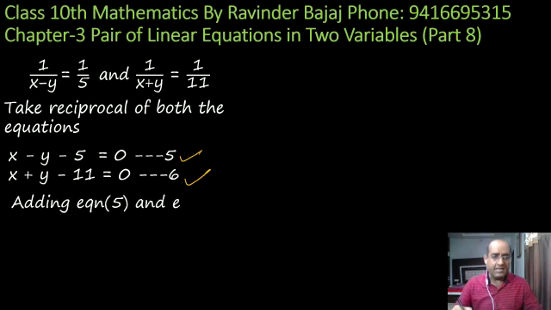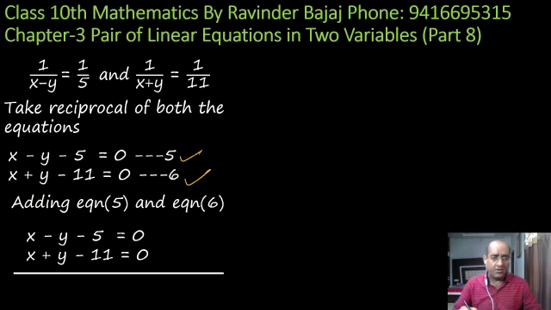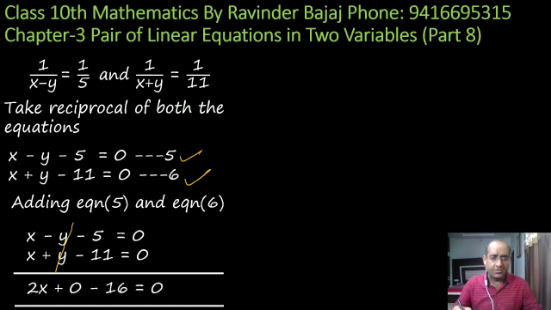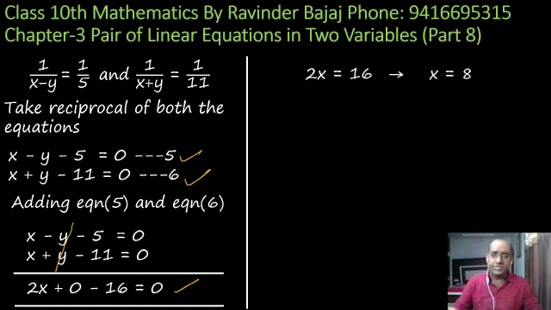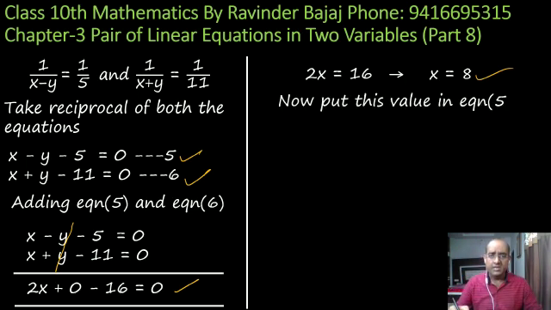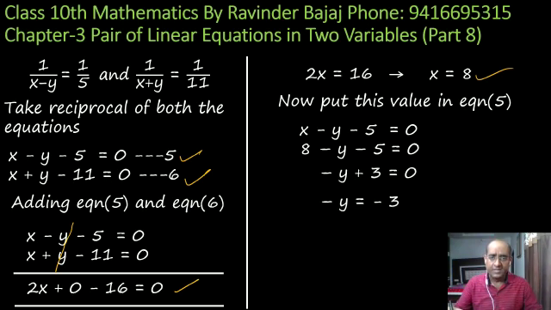See, adding equation number 5 and 6, this is equation number 5, this is equation number 6, and on adding, y minus y would be cancelled, and you will get 2x - 16 = 0, and 2x = 16, x = 8. In this way, we have to find the value of y also. See, I'm calculating the value of y. Now put this value in equation number 5, you will get 8 - 5 = 3. So minus y is equal to minus 3. Minus is cancelled with minus. y = 3, and x you have already calculated, x = 8.